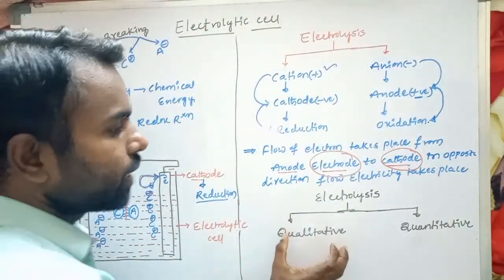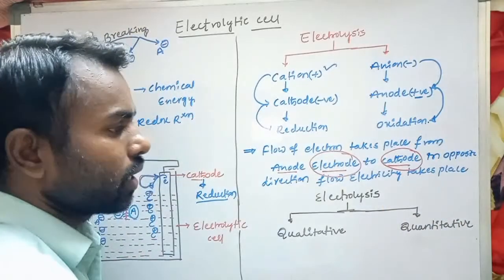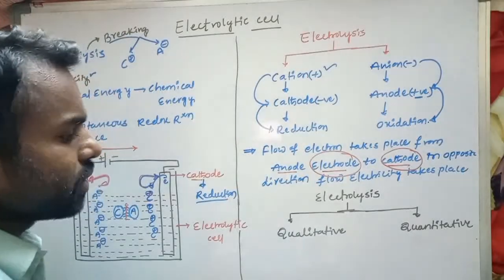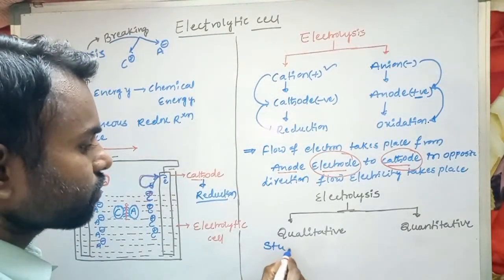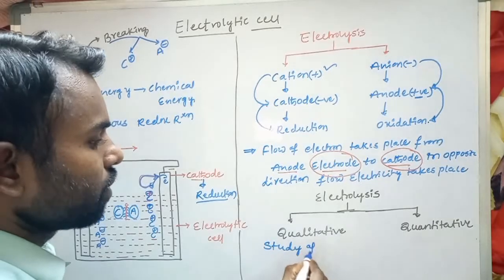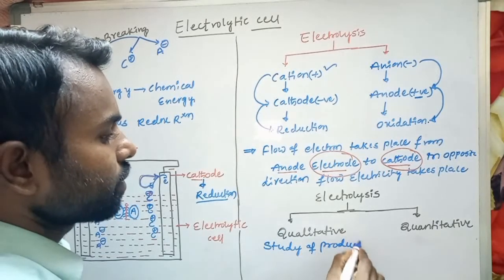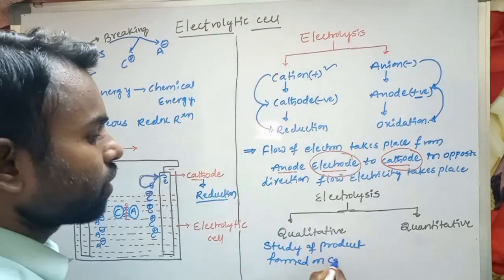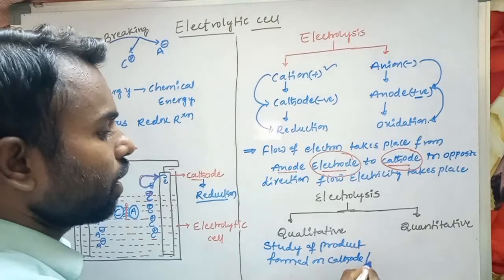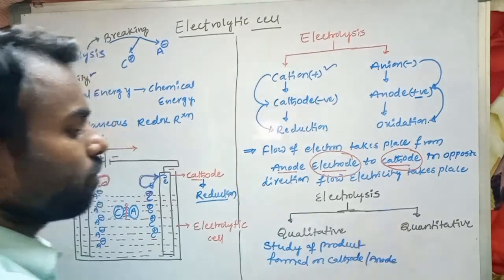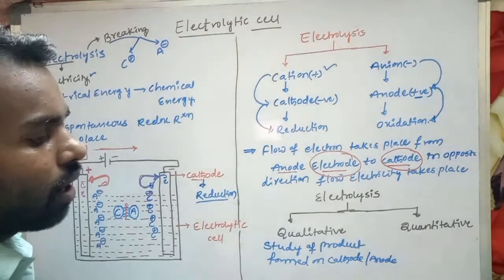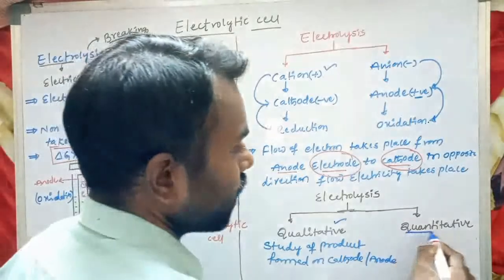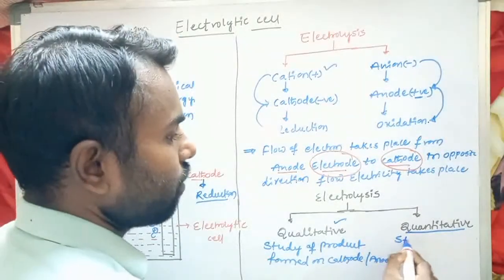Now, the electrolysis process we will mainly discuss in two ways. One is qualitative analysis and the second one is quantitative analysis. What is the meaning of qualitative analysis? Qualitative analysis means the study of product. The study of product formed on the cathode and anode electrode, that we have to call qualitative analysis.